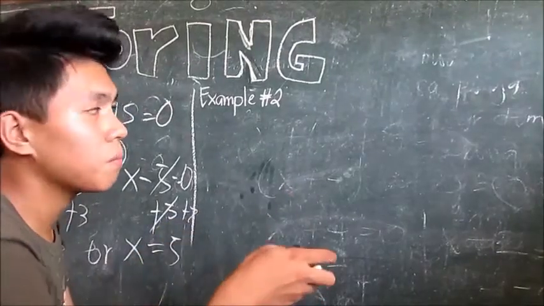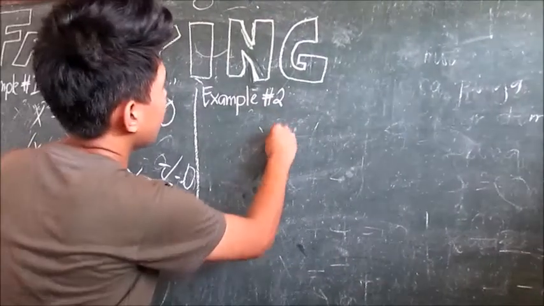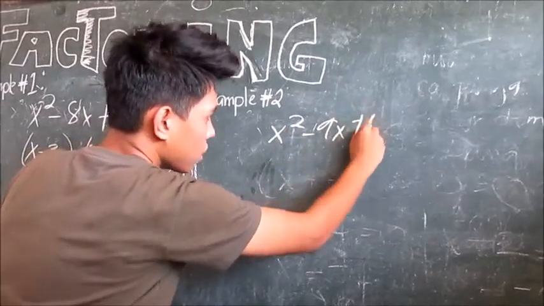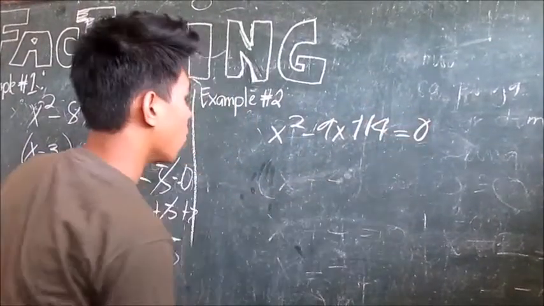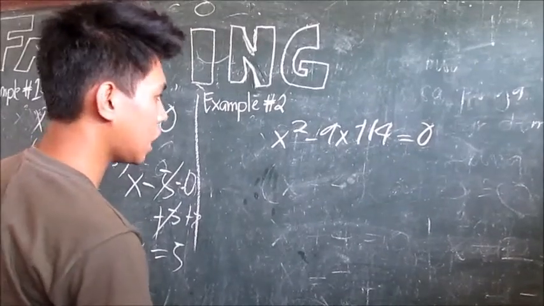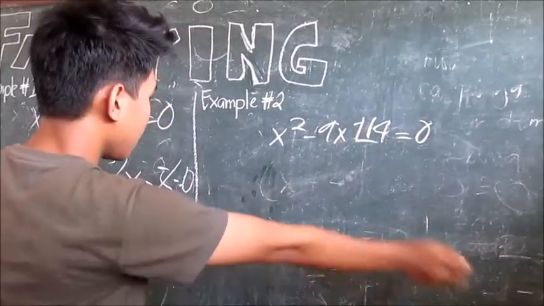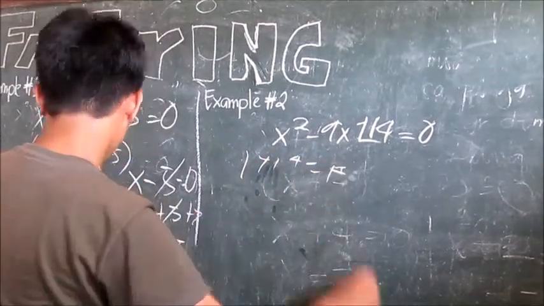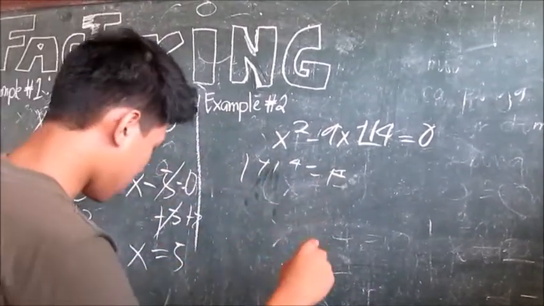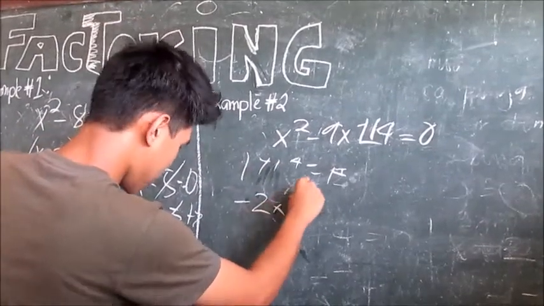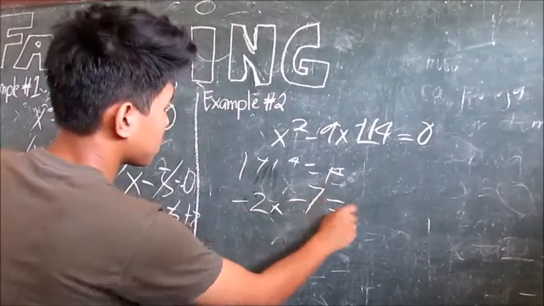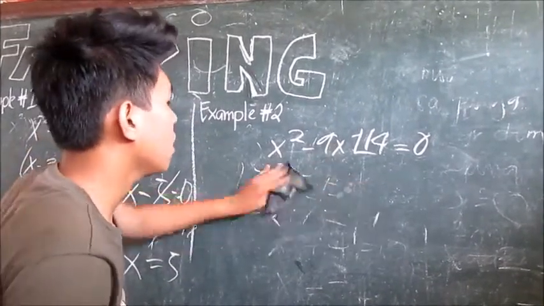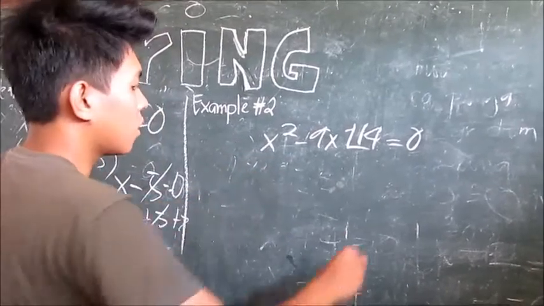answer. We have example number 2. We have x squared minus 9x plus 14 equals 0. Like what I've said recently, we need to find the factors of 14. It can be, like, 1 times 14 equals 14 again. And negative 2 times negative 7 is positive 14. So 7 times 2 is 14, like that. And we are going to get that equation.